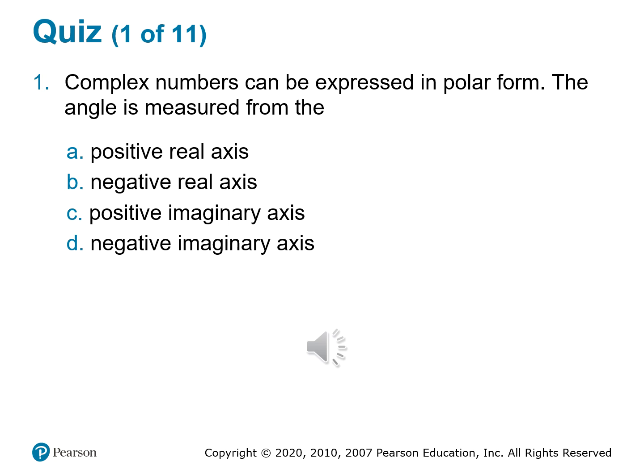And finally, the quiz review. So question 1. Complex numbers can be expressed in polar form. The angle is measured from the what? Positive real axis, negative real axis, positive imaginary axis, or the negative imaginary axis. Go ahead and pause the video now. All right, if you come back, the answer to this one is the positive real axis.